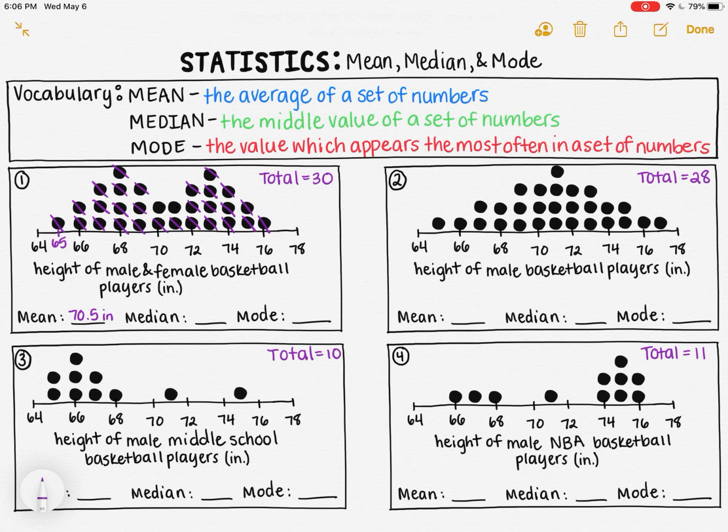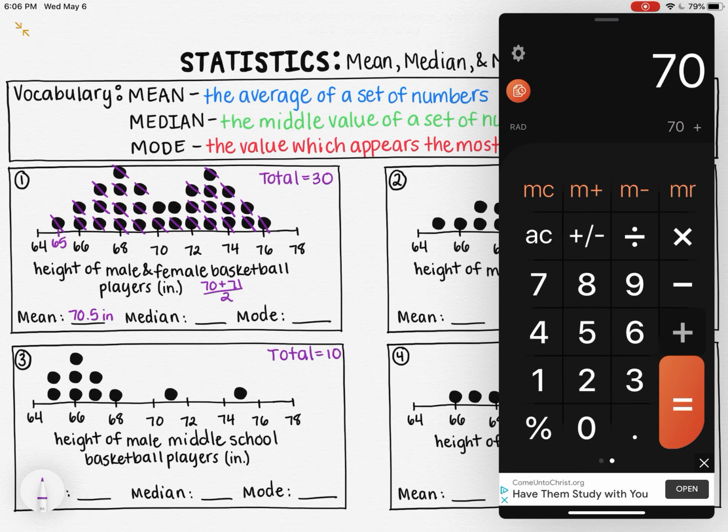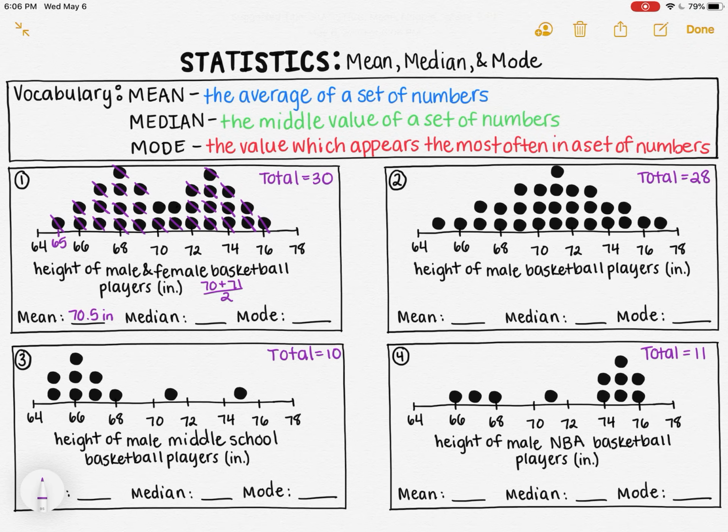So as you can see, we end up with 2 dots in the middle. So that means whenever that happens, we need to find the average of those two values. So we have 1 dot above 70 and 1 dot above 71. So to find the average of those, we would add 70 and 71 and then divide that by 2. And if you do that in your calculator, 70 plus 71 divided by 2, you get 70.5.